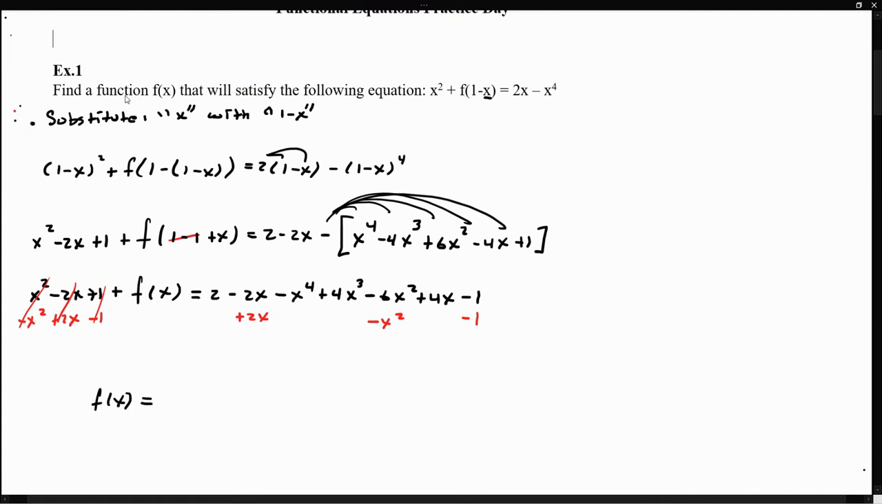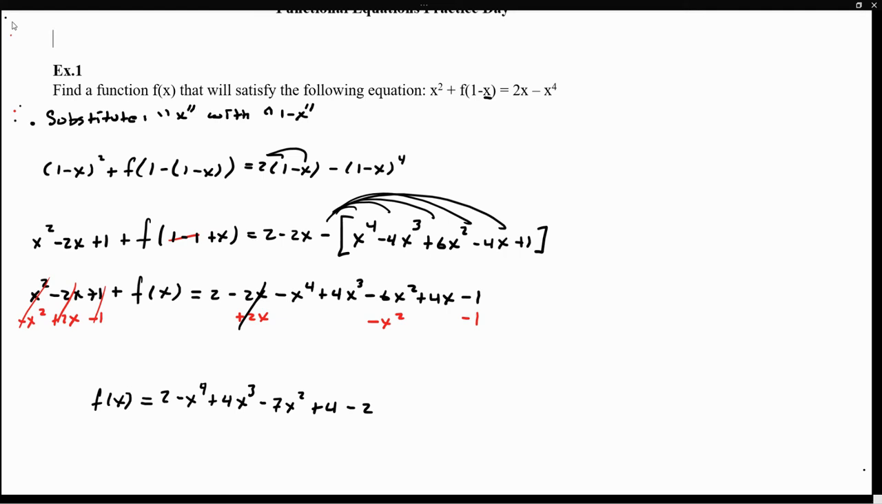We wanted to find a function for f of x, and we have it here now. All we've got to do is manipulate the right-hand side. So let's just do that. So that becomes a 2. They should cancel out. So we've got minus x to the fourth plus 4x to the third. And if we simplify that, that becomes 7x squared plus 4x minus 2. So this is f of x. So here we have f of x now.